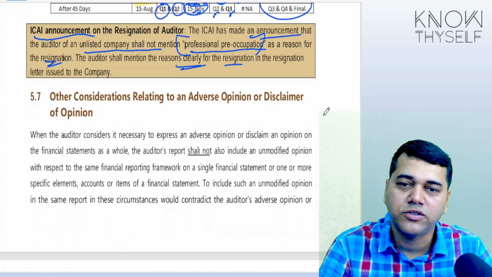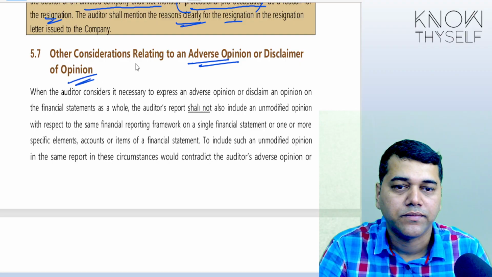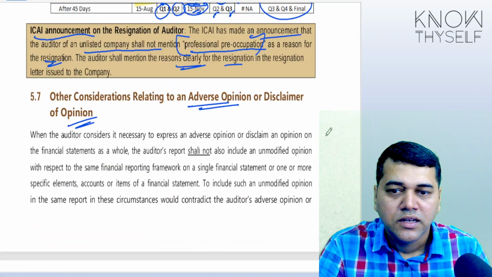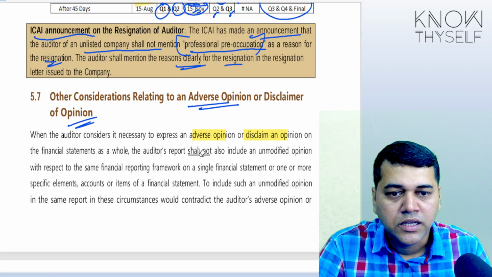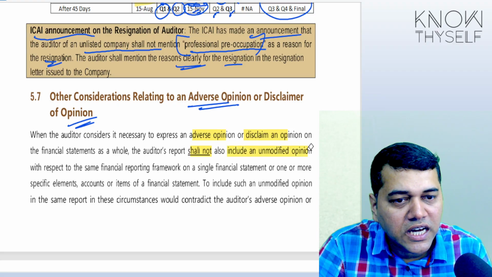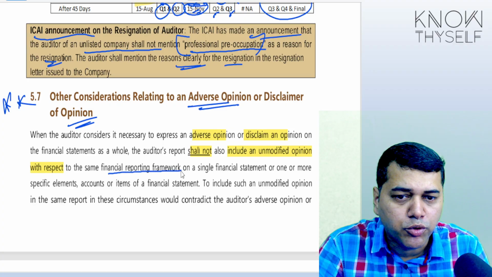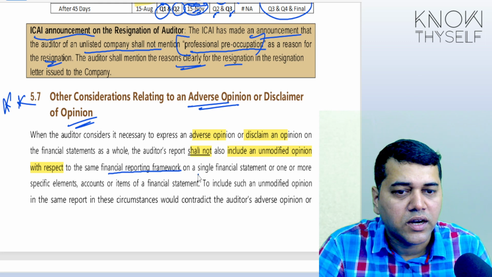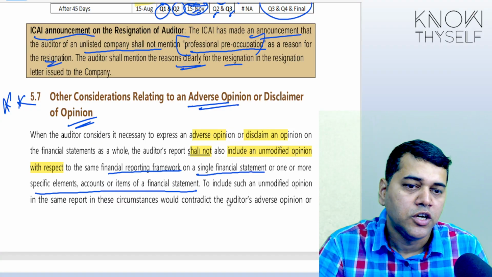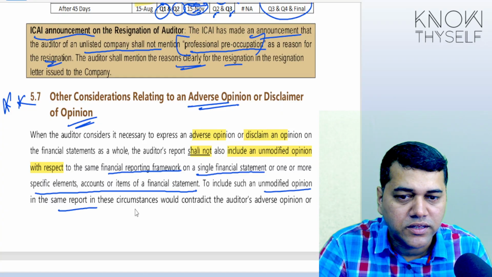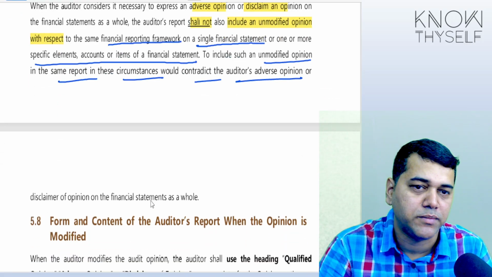Okay, I hope it's clear, students, up to here. Now, other considerations relating to adverse and disclaimer of opinion. When the auditor considers it necessary to express an adverse opinion or disclaim the opinion, he shall not also include an unmodified opinion with respect to the same financial reporting framework on a single financial statement or one or more specific elements of the accounts in such statement. To include such an unmodified opinion in the same report would contradict the auditor's adverse opinion or disclaimer of opinion on the financial statements as a whole.